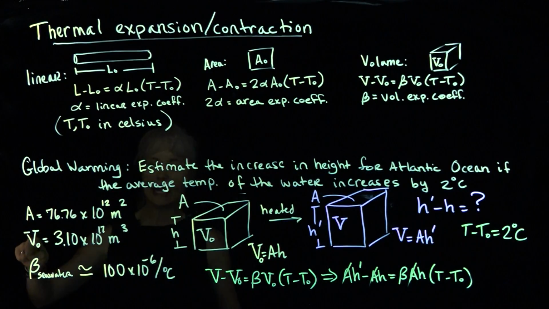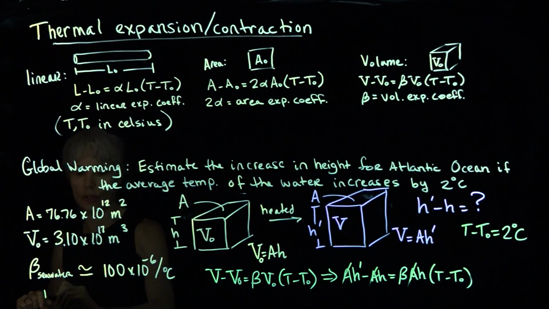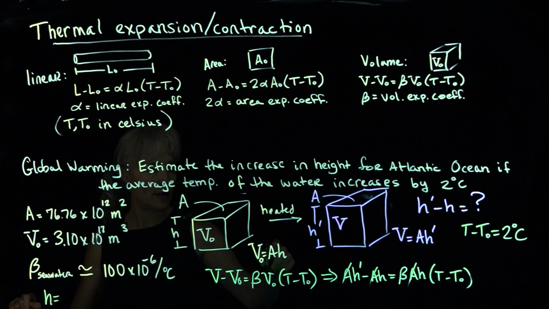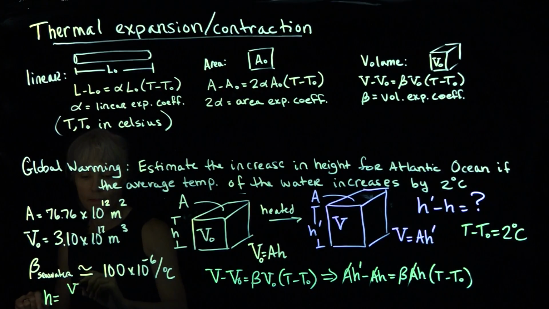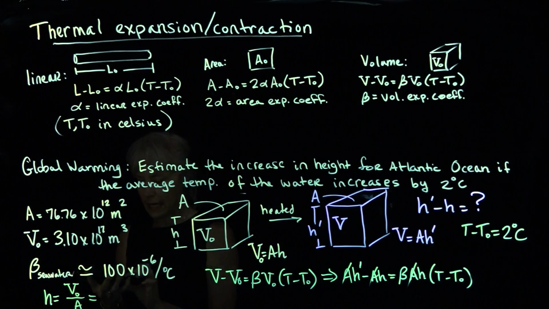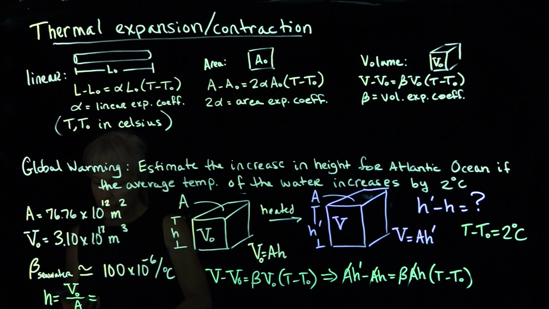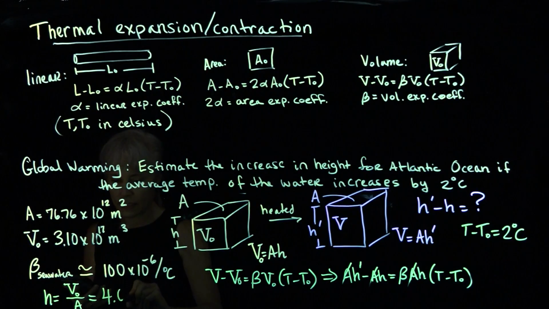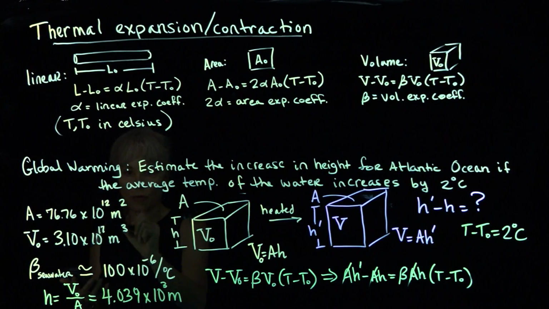Well, we can do that because we have the area and the volume. So let's go ahead and do that. So the height h can be written from this formula right here as V naught divided by the surface area. And so if we take V naught and divide it by the surface area, what do we get? So it's 3.10 to the 17th power, and we're going to divide that by 76.76 to the 12th power. And what we find is that the height is going to be 4.038 or 39 times 10 to the third units of meters, right? We're going to have meters cubed over meters squared. We'll have units of meters. So that's the original height.